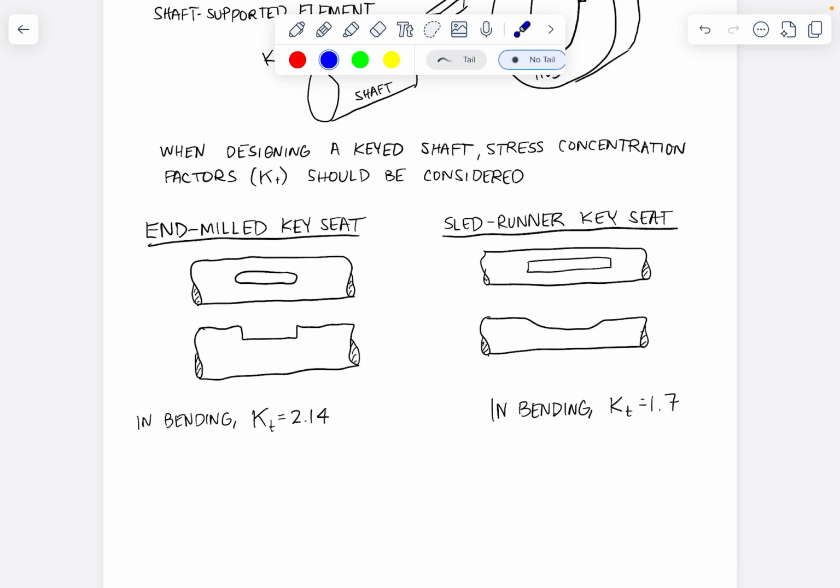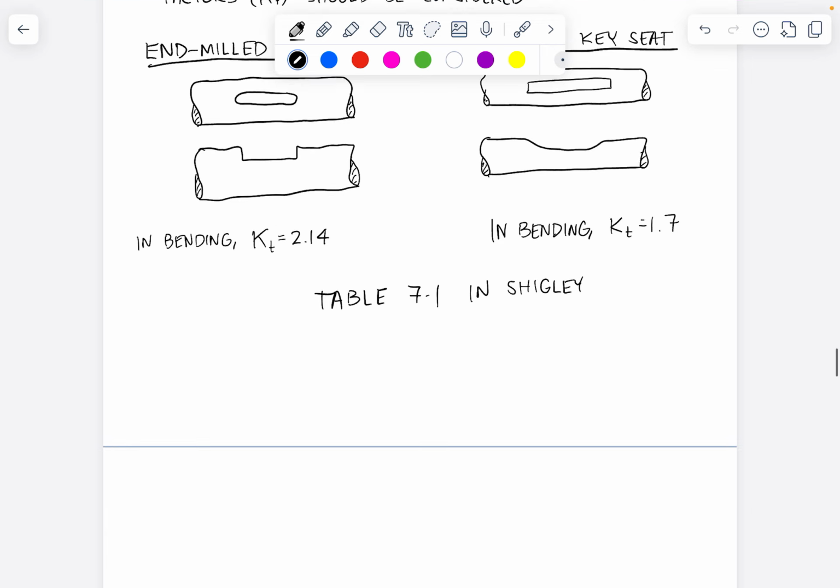Of course, we're primarily concerned with safety as engineers. And you can also take a look at your textbook, table 7-1 in Shigley, to find other stress concentration factors, including the stress concentration factor for end milled key seats in axial and shear loading, and sled runner key seats and those other types of loading, as well as other shapes of key seats with their stress concentration factors.